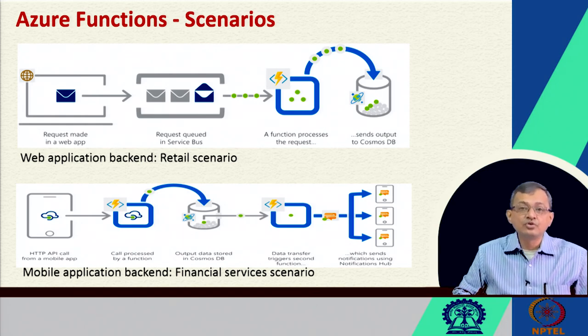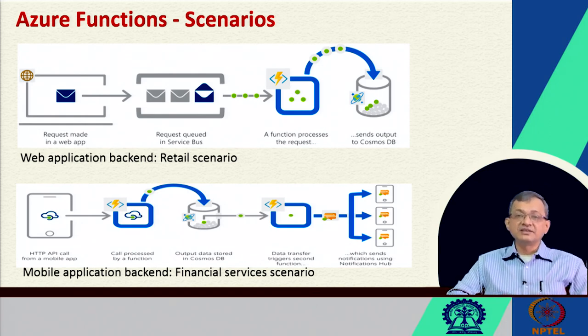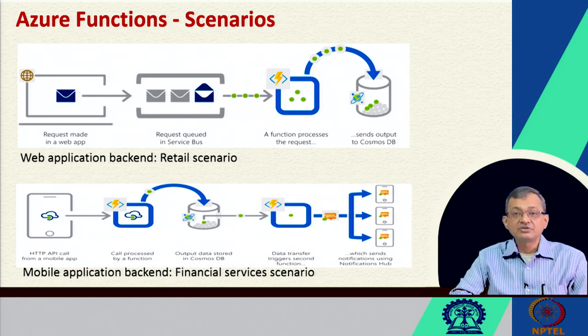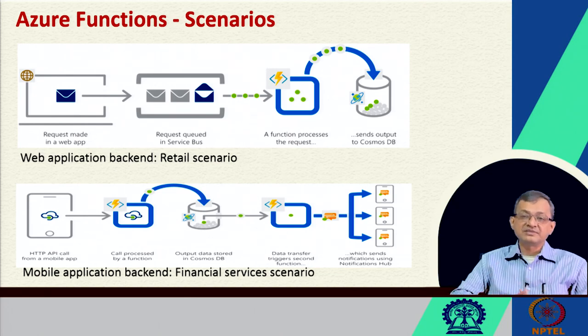So, there can be several other scenarios where an event is generated and a function is triggered, and then the output is handled based on its type: either it is stored, or it goes elsewhere. Here, output is stored in Cosmos DB, and the data transfer triggers a second function. So, it is based on what sort of serverless applications you want to run.